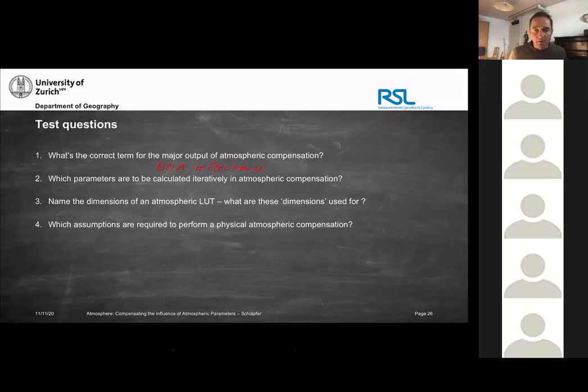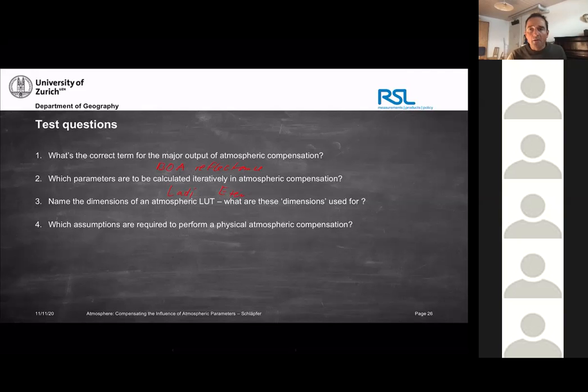Which parameters do we get iteratively? Well, that's L adjacency. There's another one. No answer so far. Nobody dares to answer. Yeah, the terrain irradiance, thank you.